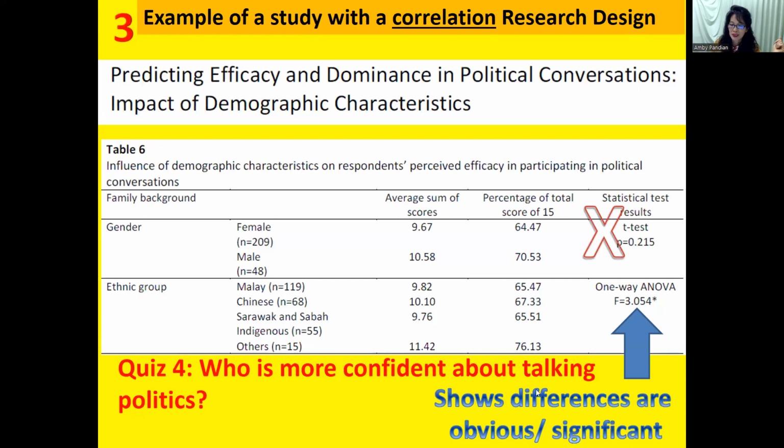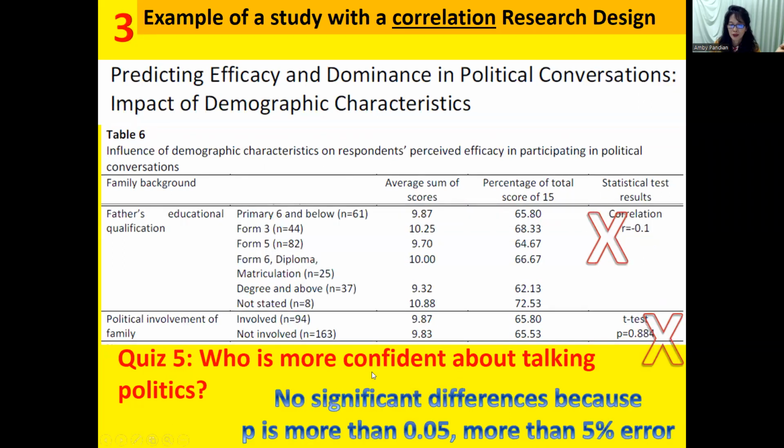Okay, so this is correlation. I did run other correlation, but this one here is talking about differences caused by the demographic background. Okay. This one is on the real correlation ones. Who is more confident about talking politics? But I have put the cross there, which means that even though correlation results were produced, they are of no significance.